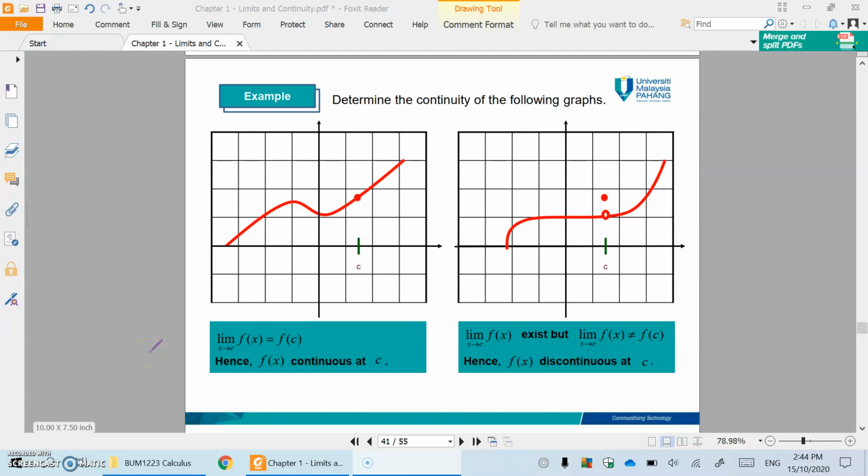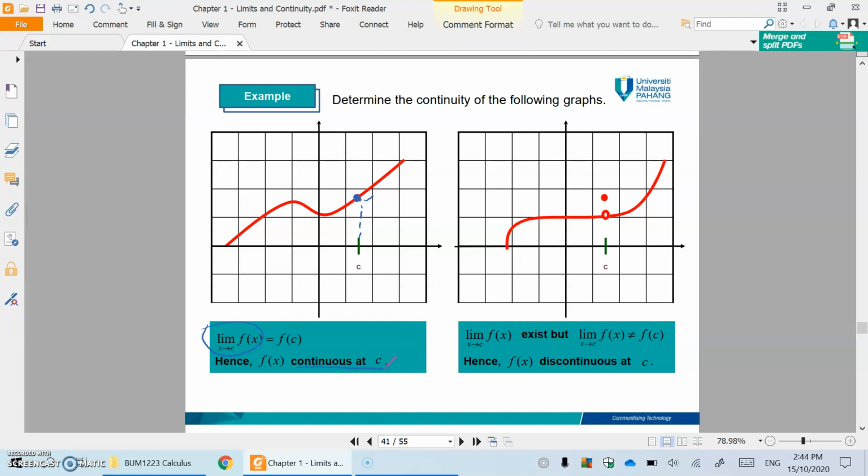Example, determine the continuity of the following graph. We first define the limit of f(x) as x approaches c. So we get this point, and then we find the value of f(c). For f(c), we also get this point, which means that the limit of f(x) is equal to f(c). Therefore f(x) is continuous at c. This is realistic since our curve here is smooth and not broken. Next example.